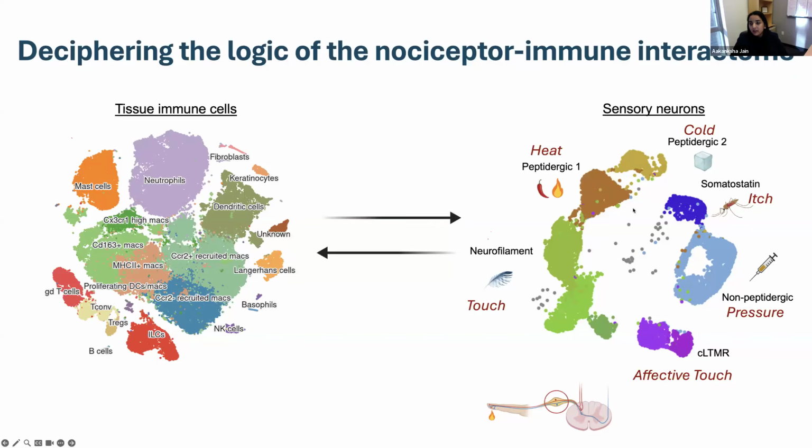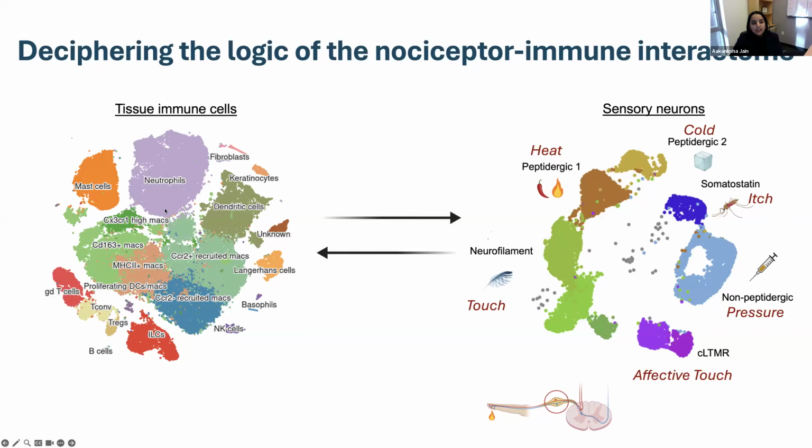At the same time, the sensory neuron compartment is also transcriptionally and functionally diverse. They can be defined by specific transcriptional markers, and these transcriptionally defined subsets are also responsible for specific functions. For example, peptidergic neurons that can be defined by TRPV1 or CGRP expression are specifically designed to sense heat. Somatostatin neurons that are defined by SST expression are specifically designed to induce itch, and so on. So they're both very complex systems, transcriptionally and functionally.